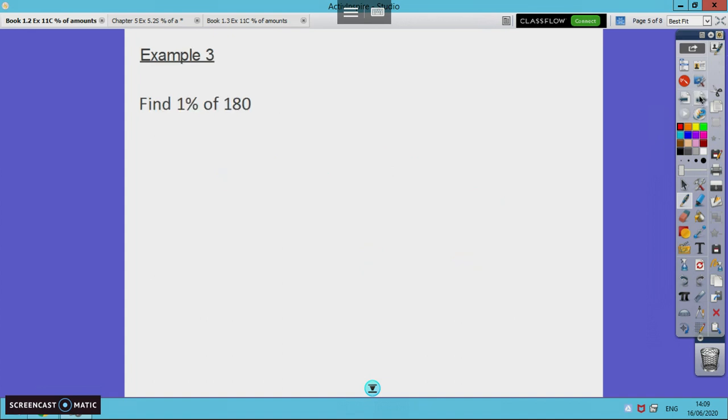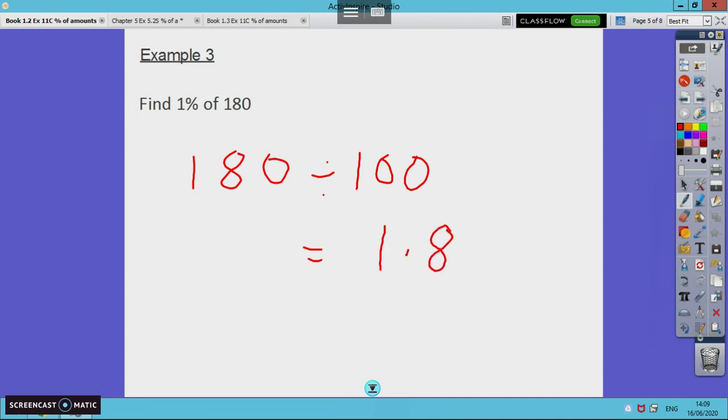And then the last one, find 1% of 180. Now to find 1%, we said we divide by 100. So we've got to do 180 divided by 100. Now remember, when we divide by 100, we move everything 2 places to the right. So 180 is going to get moved 2 places to the right, all the digits are, which is going to mean that it's 1.8. We could say 1.80, but we don't, because we actually don't need that 0.